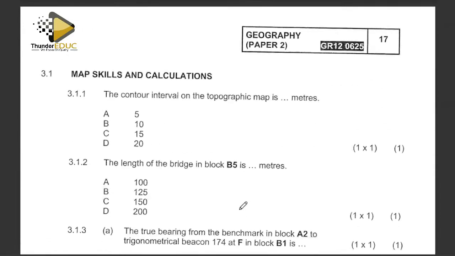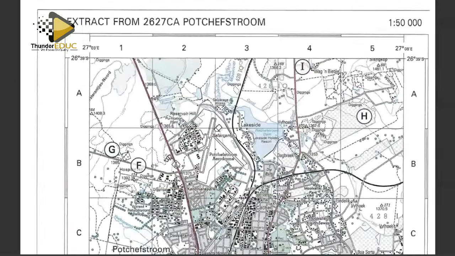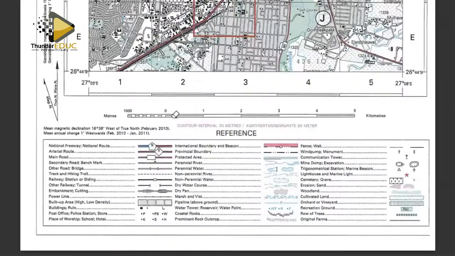Right, we go to our questions. The contour interval on the topographic map. This is an ordinary question and it does not change. The contour interval on the topographic map, you find it here at the bottom of the map. It's written contour interval 20 meters, and in Afrikaans, it's also presented here. That is where you find your information.